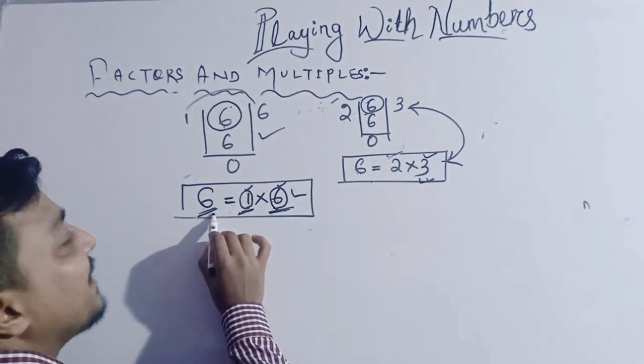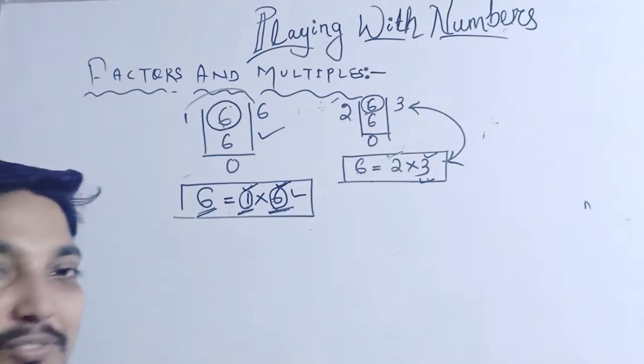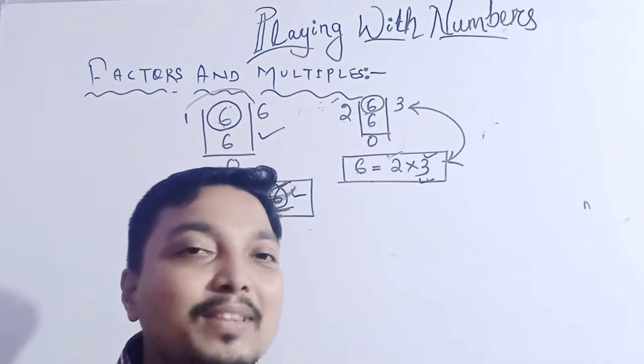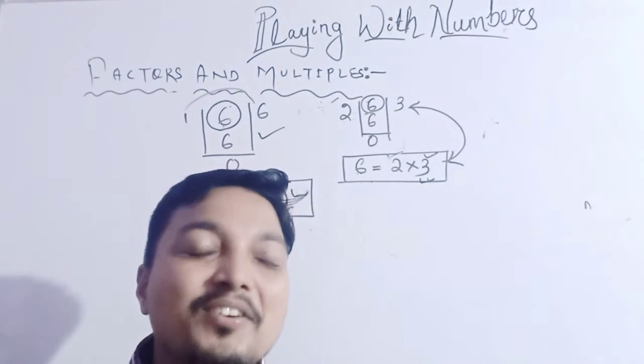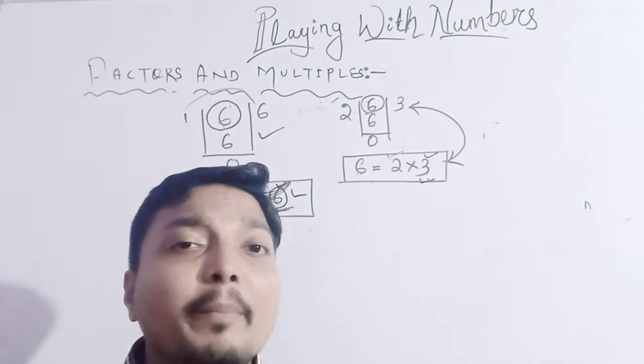And here it is the factor of 6: here it is 1 and here it is 6. Understood? Perfectly understood? So now I am showing you a few number discussions from where you will get the knowledge of how to find out the factor of a number.